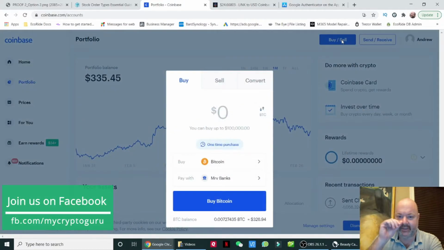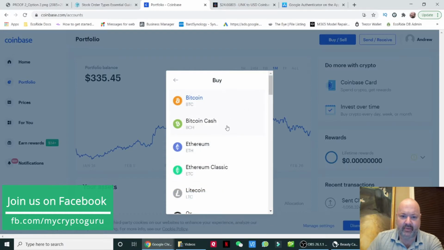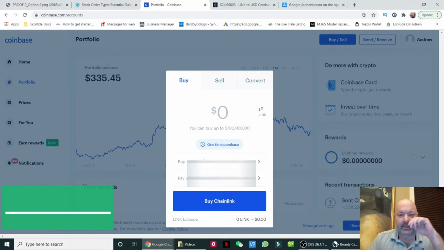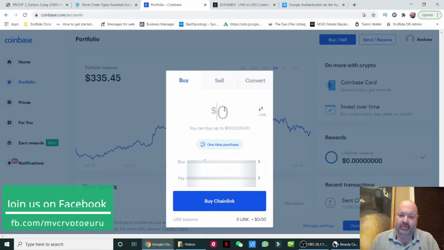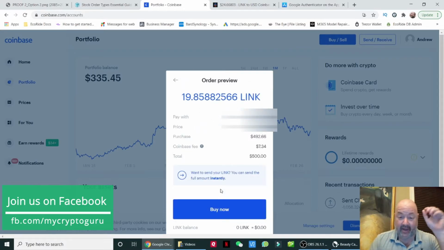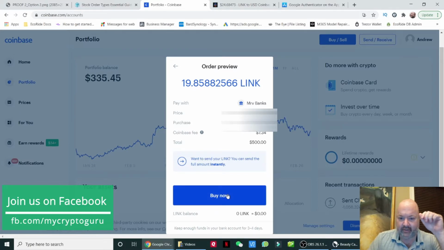So we'll do a buy-sell. Very simple. We pick out the commodity that we want. Let's say Chainlink. That's a good one. Use the bank account that I've connected to it. And I put in how many dollars I want to use to buy my Chainlink. So if I do 500, I'll go down here to preview buy. It's going to tell me how much Chainlink I'm going to buy for that $500, and what fee they're charging me. And then I can click buy.